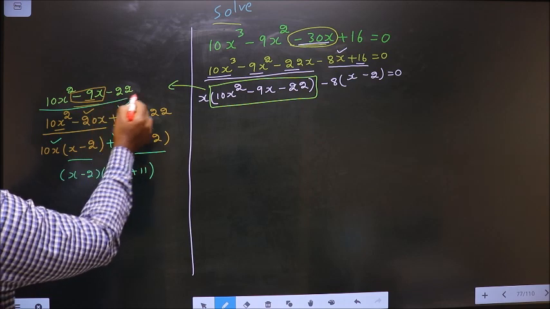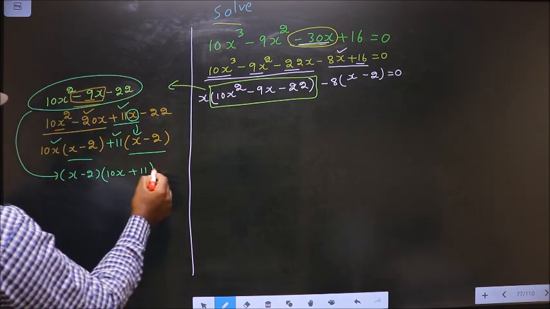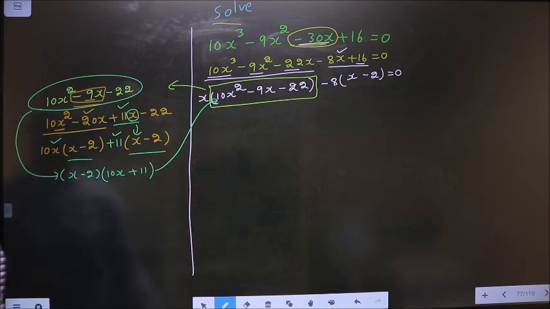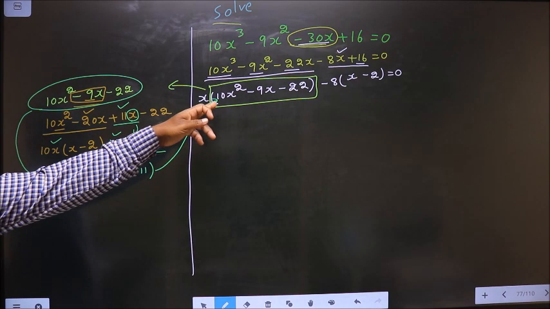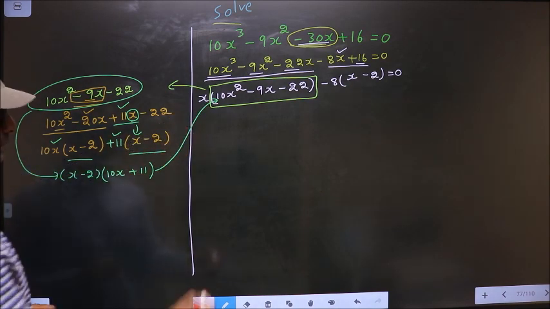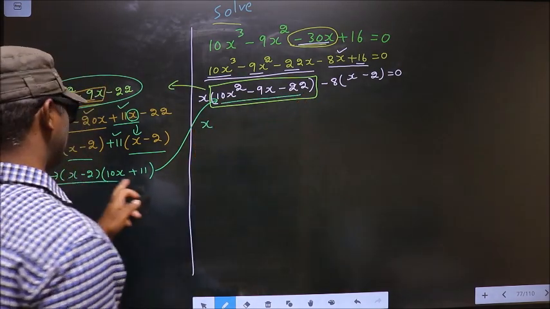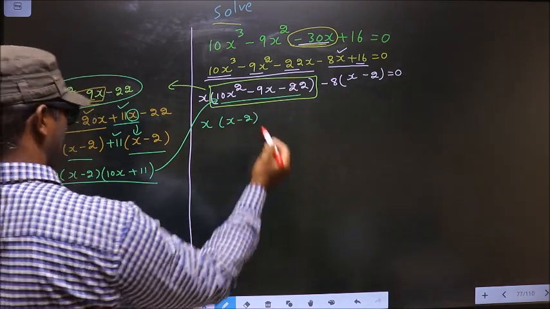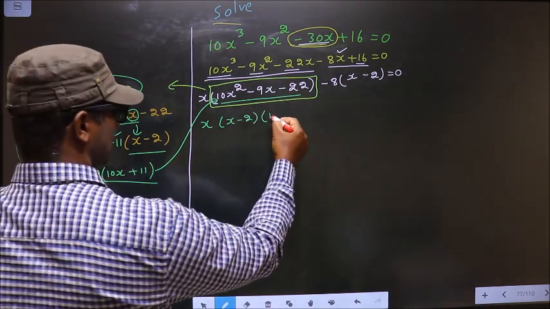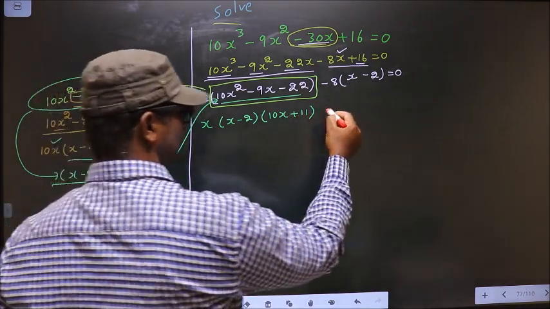Now, in place of this quadratic, I will replace this over here. I repeat, in place of this quadratic, I will replace this over here. That is x times, in place of this, this one: x minus 2, 10x plus 11. Here no change.